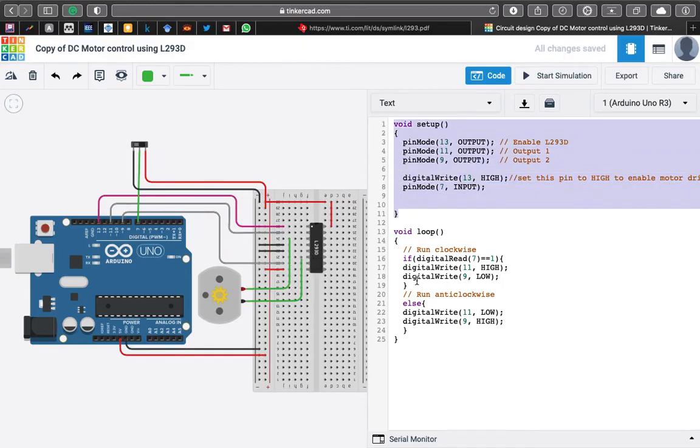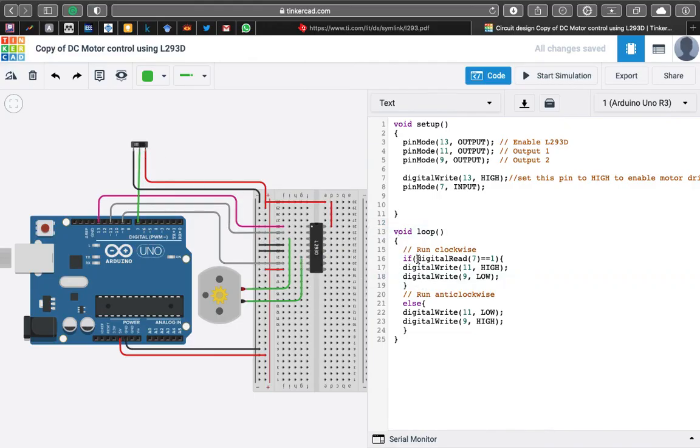Next is loop. In loop, what we are doing is just like controlling an LED, making it on and off. If I give 1 and 0, it will make the DC motor rotate in the clockwise direction. If I give 0 and 1, it will make the DC motor run in the anti-clockwise direction. I'm going to make the decision based on the switch status.